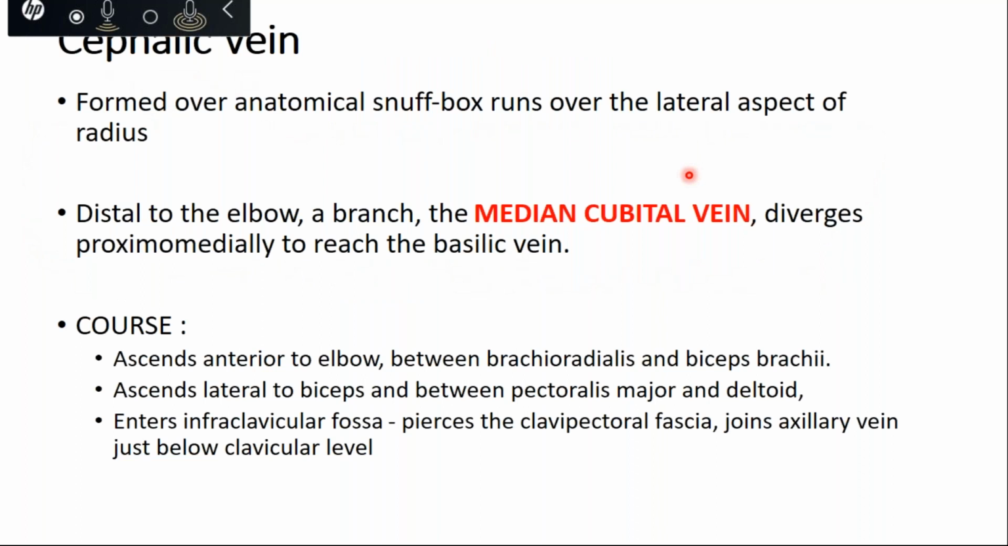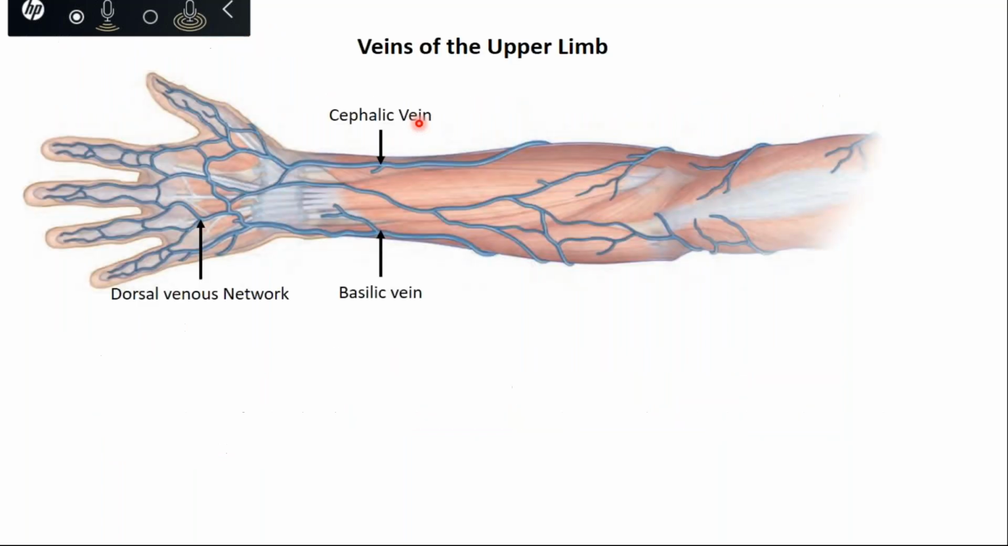Now let's see each one of these veins in detail. The cephalic vein is formed over the anatomical snuff box. There is a portion in the hand which is called the anatomical snuff box. A snuff box is a small box-like structure, which in the olden days old people used to keep tobacco in and then snuff. But this is different. This is the anatomical snuff box, that is, it resembles a box, which is present in our body. We will be seeing about it later.